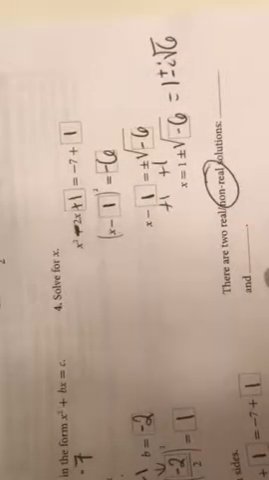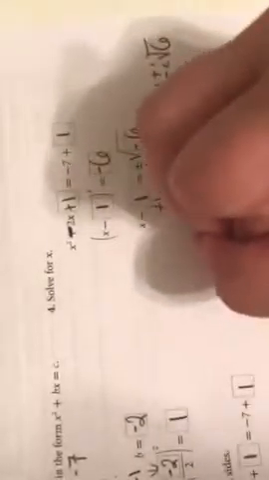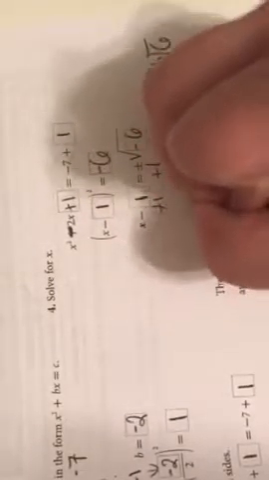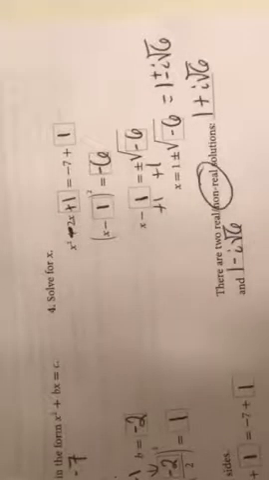Well, we can't take the square root of a negative number, so we know that the negative comes out as an i. So we know that we have 1 plus or minus i times the square root of 6. So do we have real or non-real solutions? We have non-real solutions: 1 plus i square root of 6, and 1 minus i square root of 6. Okay?